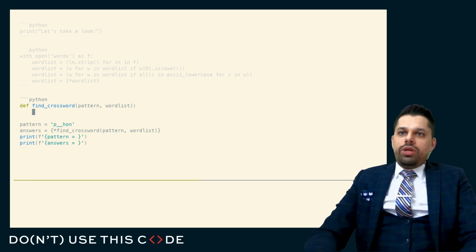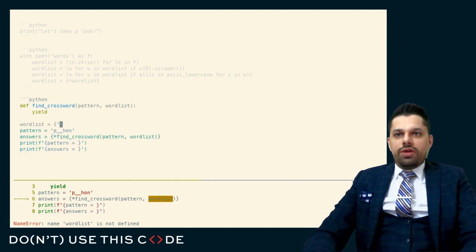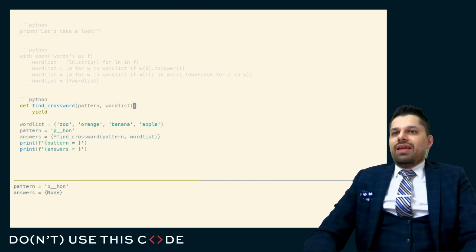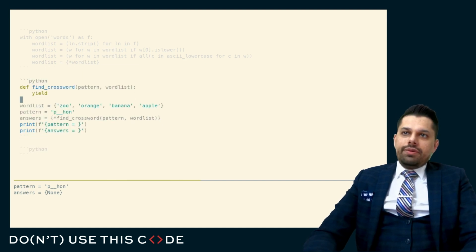And of course, we know that this needs to be some sort of iterable. This needs to yield something. And of course, here we'll start this with a word list of zoo, orange, banana, and apple. I don't think any of those are possibilities, though. Now, let's combine these two pieces together and see if we can actually get the rest of this working.